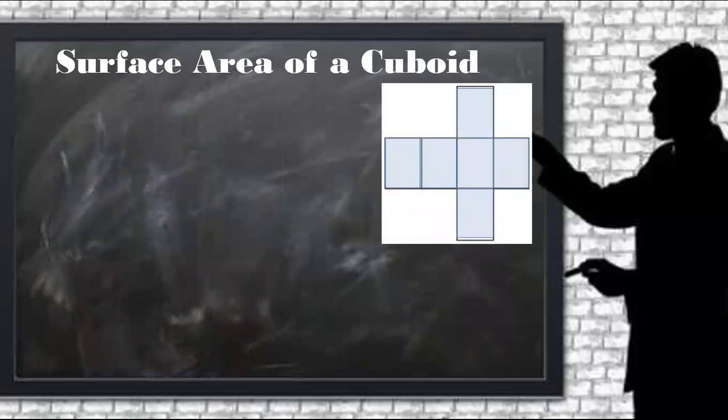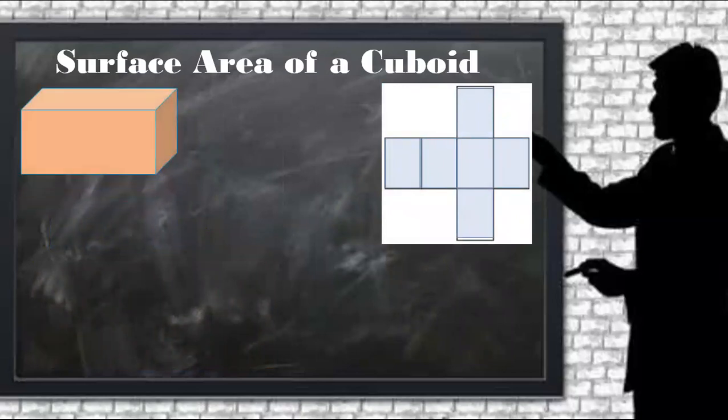Now let's talk about the surface area of a cuboid. As we know, the cuboid is a 3D shape of a rectangle, so first, second, third, fourth, fifth, and sixth. In total there are 6 rectangles.